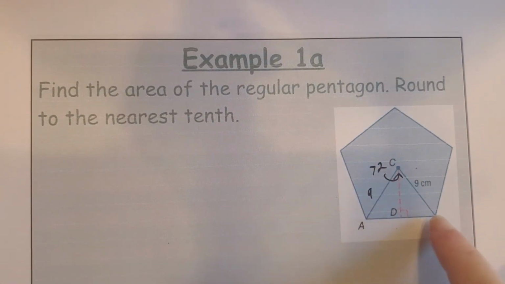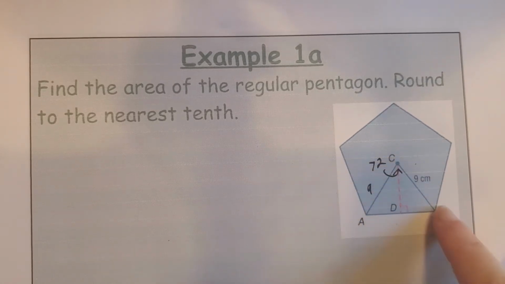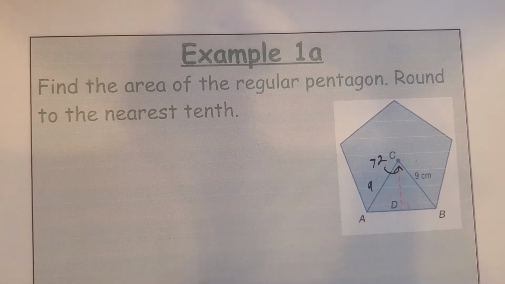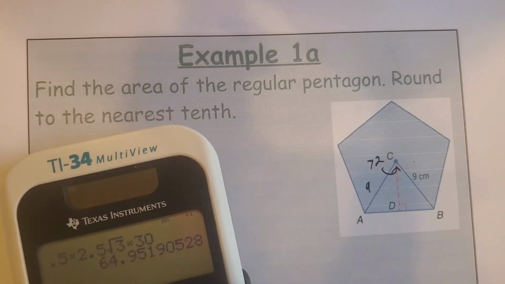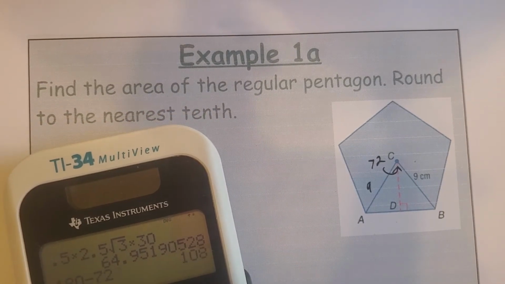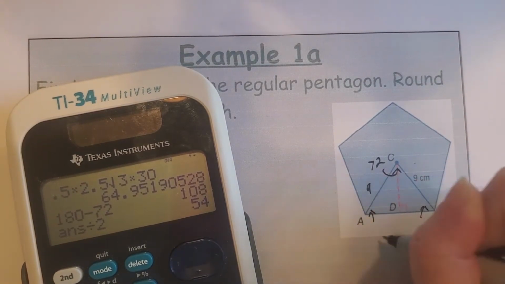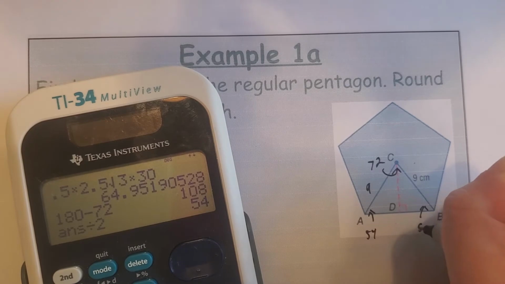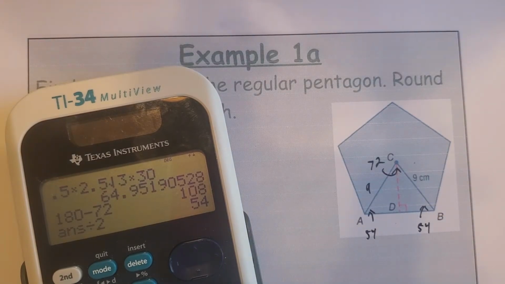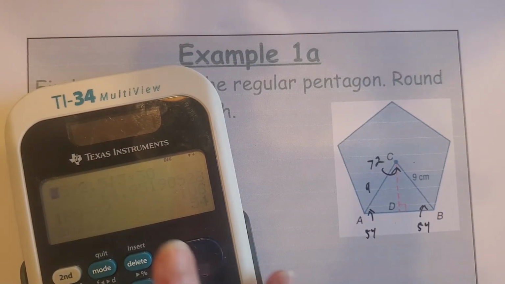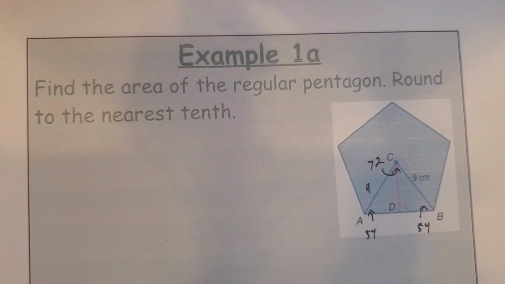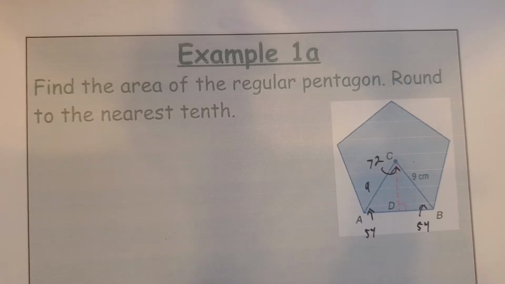Which means angle CAD and CBD, these two right here, are going to be congruent. They're not also going to be 72 because that doesn't work. That's not how triangles work. Let's see. 180 minus 72 divided by 2. Both of these angles in here are going to be 54. So we have the 90 right here, so that's going to help. We could easily split the 72 up into 36 and 36.